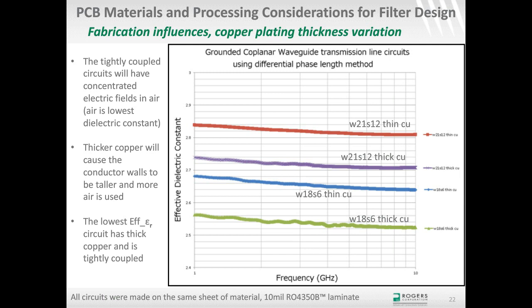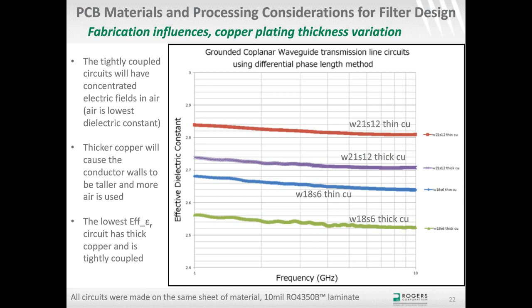And then on the opposite end of that is the W21S12 thin copper, and that is loosely coupled. S12 means a large space, so it's loosely coupled, and also the copper is not thick, it's thinner, so you have less coupling in air, and you do not have the benefit of the lower dielectric constant of air. So again, this is using the exact same sheet of material, and I can see a difference of 0.3 in effective dielectric constant, and that's pretty significant, especially when you're talking about filter design.